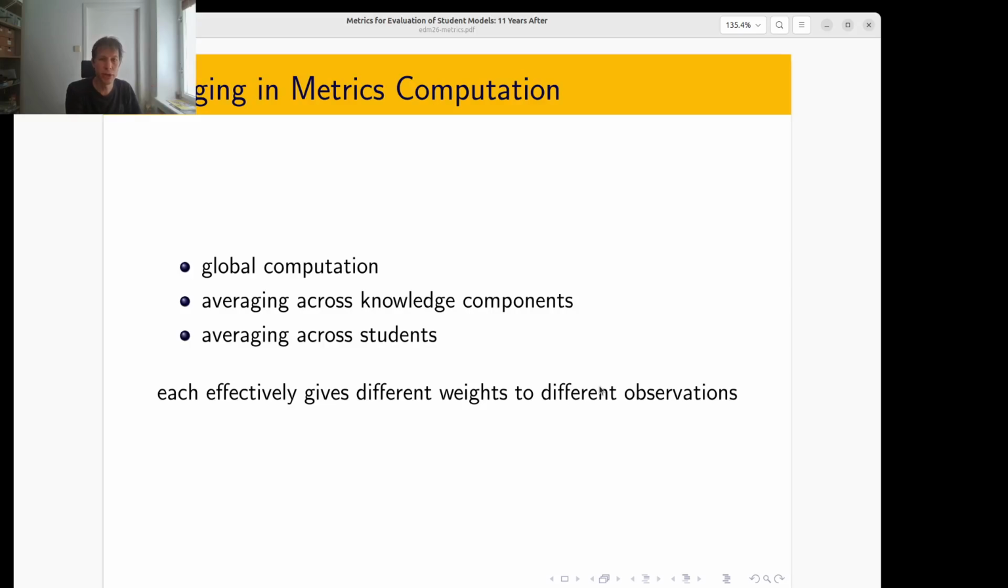Each of these approaches effectively gives different weights to different observations. None of them is inherently correct. Each of them has different advantages and disadvantages and different uses. And an important point is that each of them can lead to different numerical results and also to different comparison of models. In the follow-up journal paper, I provided some specific situations illustrating how the choice of averaging can influence the comparison of models. And this seems like a nuanced point. Often this issue is not properly reported in research papers, and yet it can have a non-trivial effect on the results of evaluation.